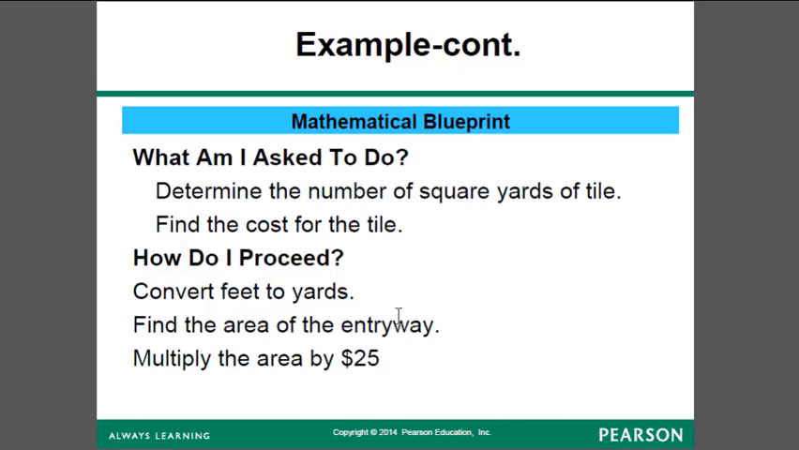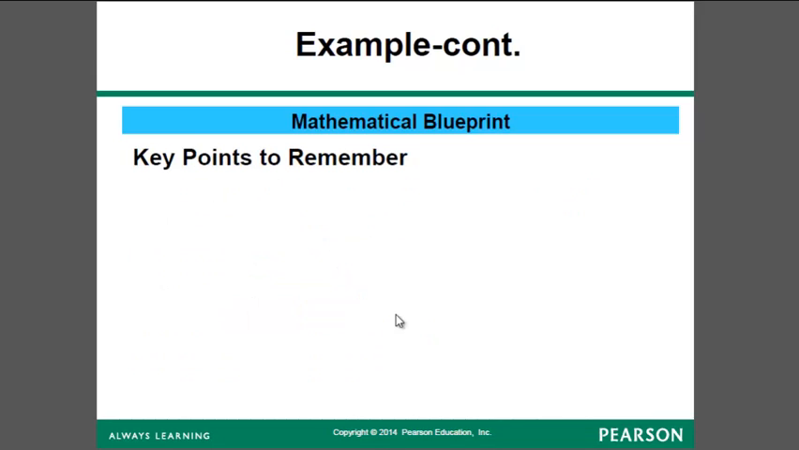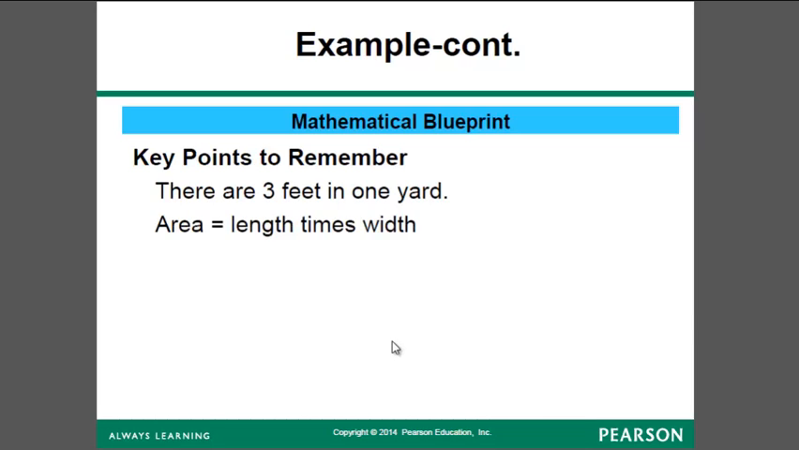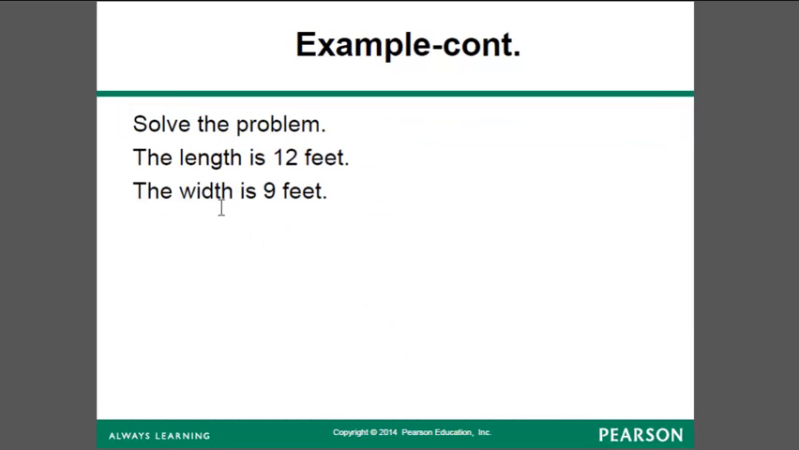After we know what we're going to need to do, we need to look at some key points to remember. First one, there's 3 feet in 1 yard. Area is equal to length times width. Okay, so we've mapped out our blueprint. Let's get to work. We want to solve the problem.